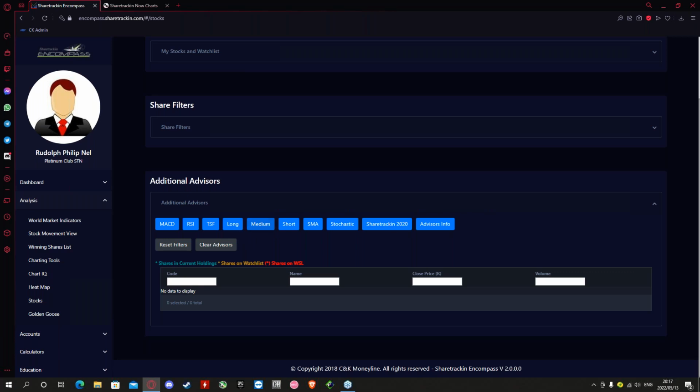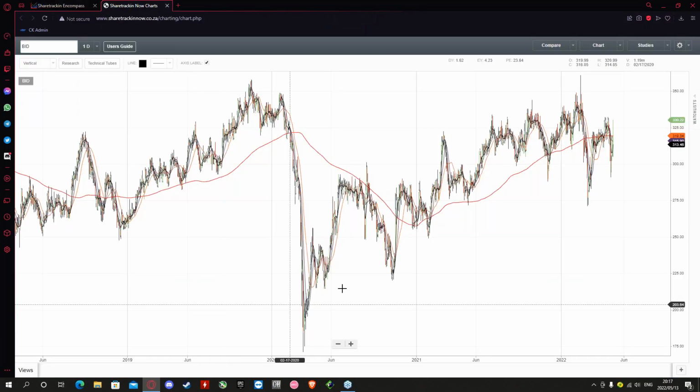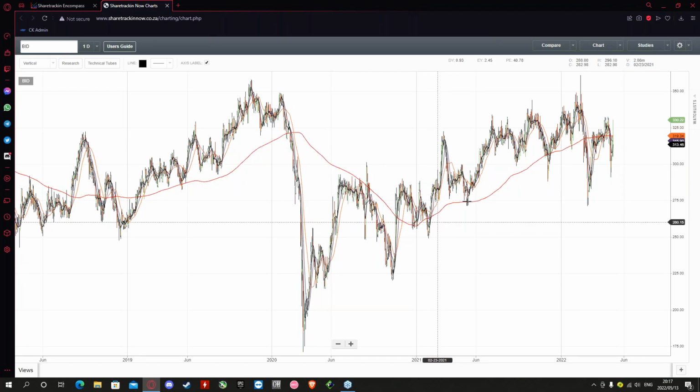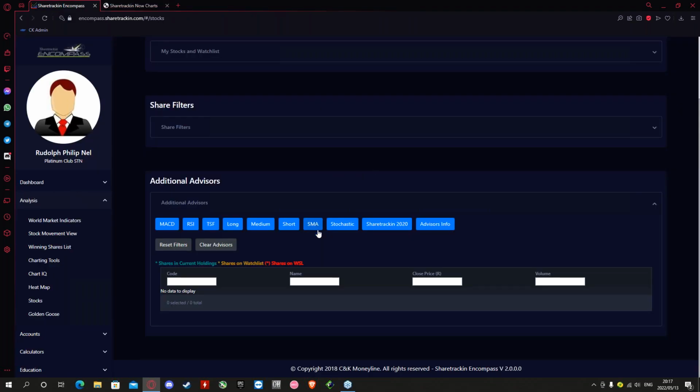If it's a medium-term share, it's not over that term, it would be over a shorter term. If it's a short, it would mean, for instance, like the short burst over here. So it would be a short-term investment instead of a medium-term or a long-term. And then SMA, simple moving average, is usually set by default to 40.